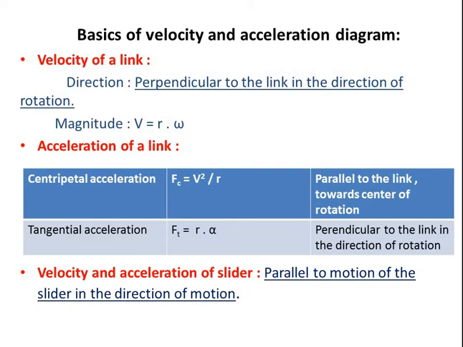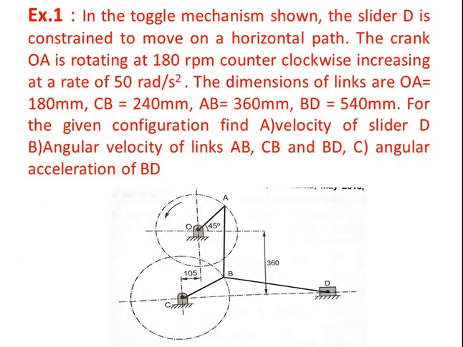Using this, now we are going to see one example to draw velocity and acceleration polygon. In the toggle mechanism shown, the slider D is constrained to move on a horizontal path. The crank OA is rotating at 180 rpm counterclockwise, increasing at a rate of 50 radian per second square. The dimensions of links are OA equal to 180 mm, CB equal to 240 mm, AB equal to 360 mm, BD equal to 540 mm.